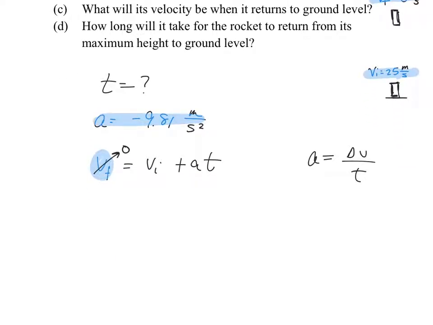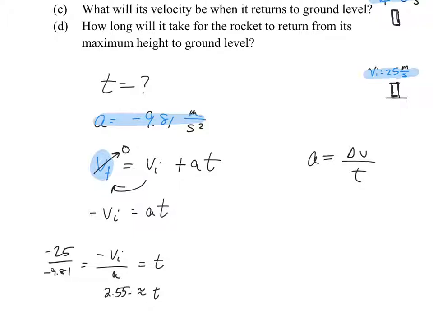I apologize. So let's move VI over. So it becomes negative VI by subtracting it over here, and that equals AT. Then divide by A still. And now my answer is negative VI, so negative 25, because VI was 25, over negative 9.81, which is A. And what will that give me as a time? What do I got? About 2 1/4? Yeah, 2.55. Okay, about 2.55 seconds for this rocket to reach max height.